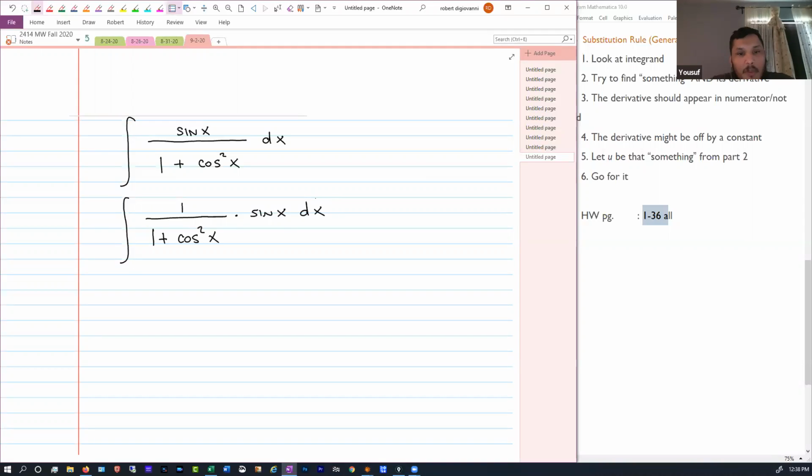Well, sine. Sine's derivative would be cosine. So everybody agree with that? Does everybody see sine x there? Yes. Okay, the derivative of sine x is cosine x. Do you see cosine x there? Okay, so that seems possible, but what is it?